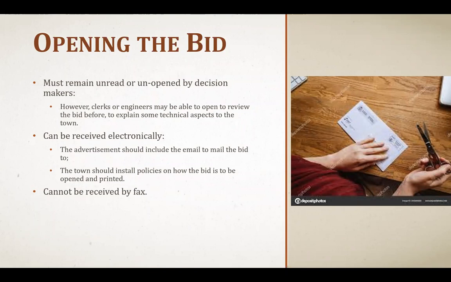A bid cannot be received by fax or by facsimile. It is unlikely that these would meet the definition of sealed because there is no way to prevent a decision maker from looking at it prior to the meeting. There is no way to make them confidential in some way.